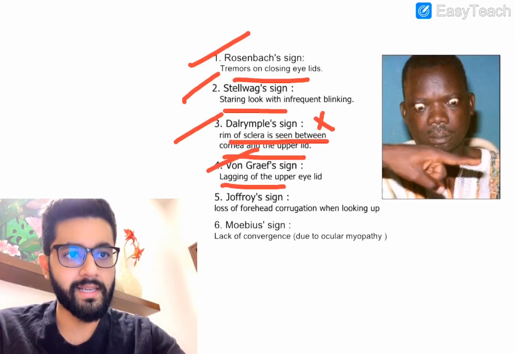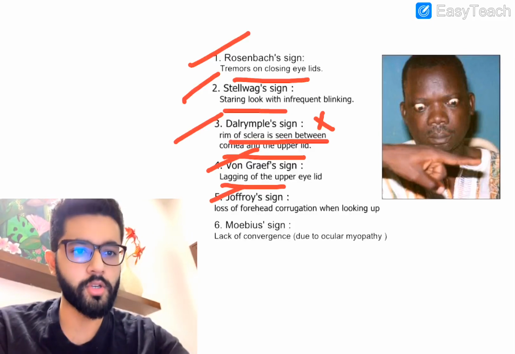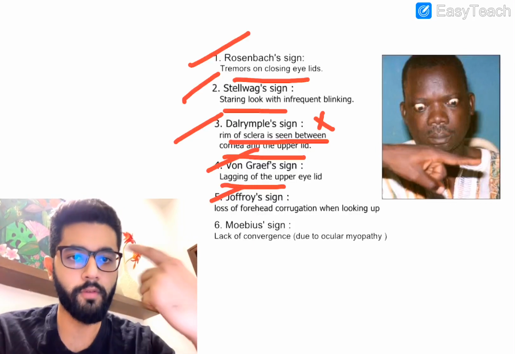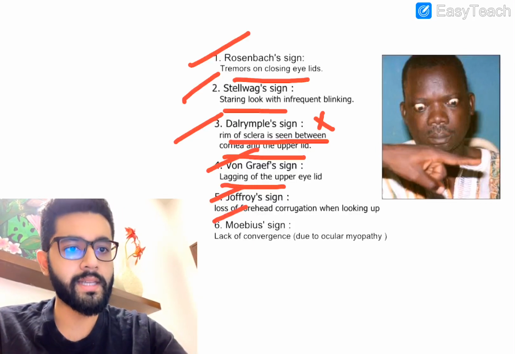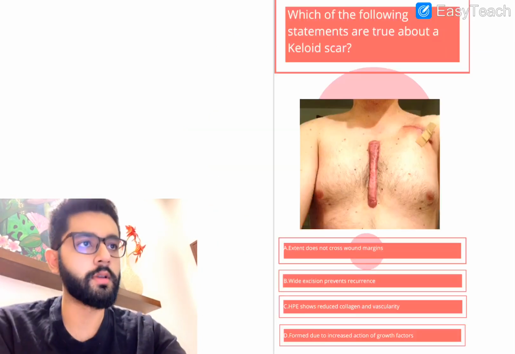Von Graefe sign is lid lag, I already told about it. Geoffroy sign, there's lack of frowning of the forehead when the patient looks up. So when you look up, usually you have a lot of frowning. For them, it won't be there. Lastly, Mobius sign is a lack of convergence. So convergence is lost, right?